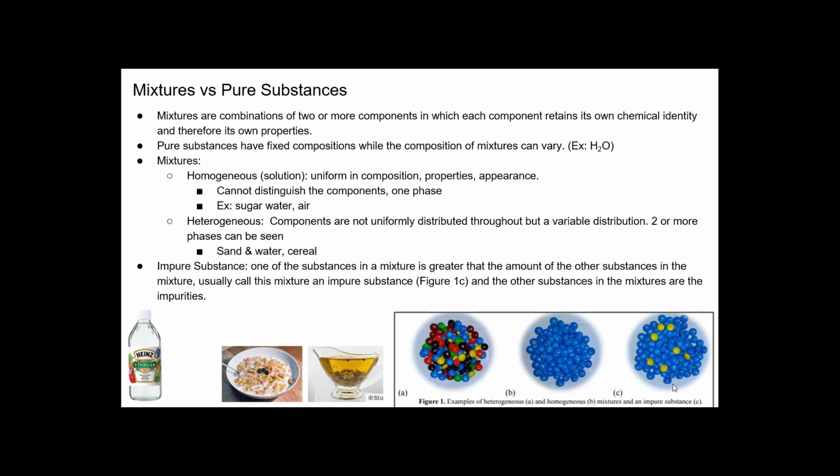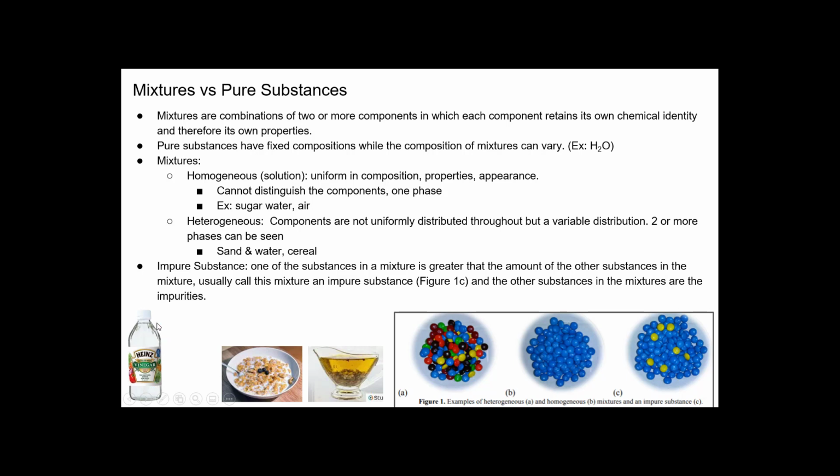Homogeneous, which is a solution. It's uniform in composition. A good example would be vinegar, which is made up of water and acetic acid. It's a mixture, but I like to call this one phase, meaning that you only see one phase throughout the whole thing. You cannot see the components that it's made up of.